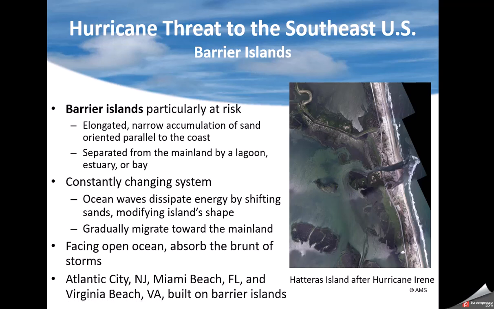Oh yeah, people live on barrier islands. Obviously the Outer Banks are a classic example. There's an island in Virginia Beach that was developed by a hurricane that has over 1,000 homes on it now. Guess what? Probably someday a hurricane's going to take that island out.